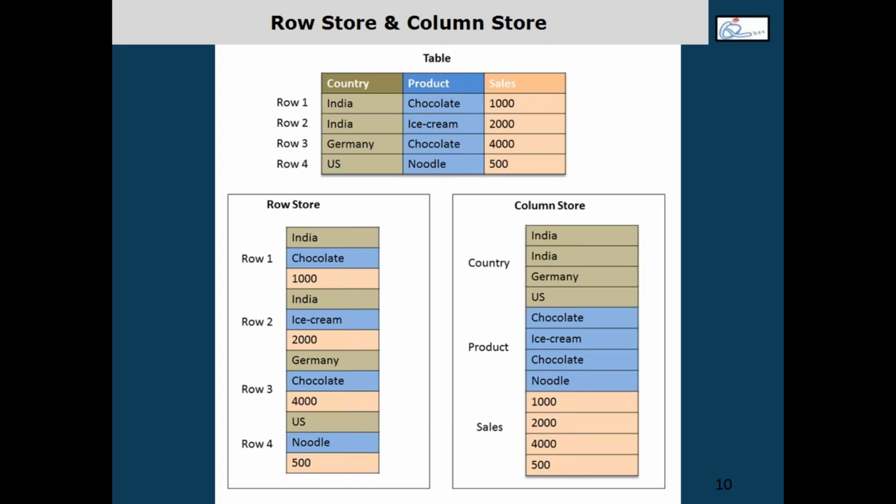Now look at this. This is how it is stored. And I'm trying to run a query like this: select star from table where my country is US, or where my row number is 4 or something. I'm just trying to read one record.